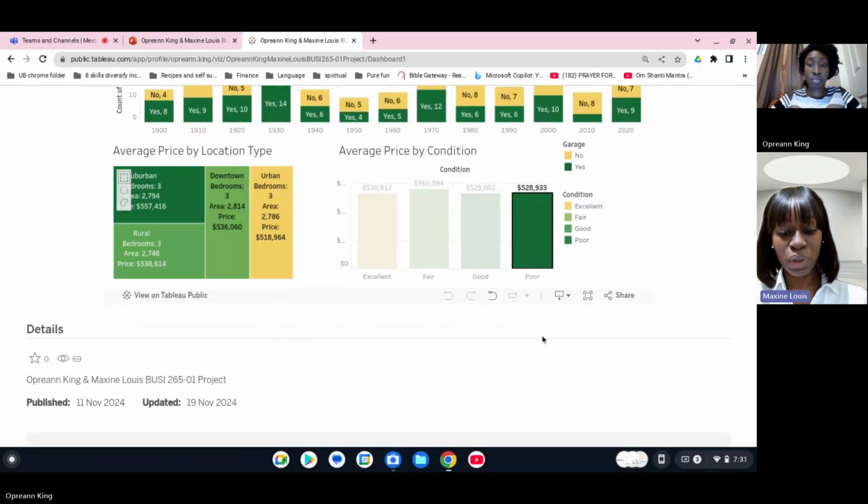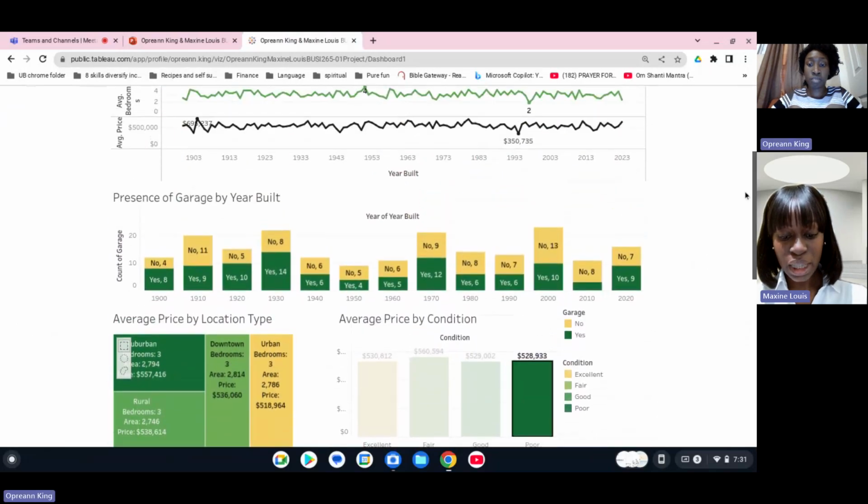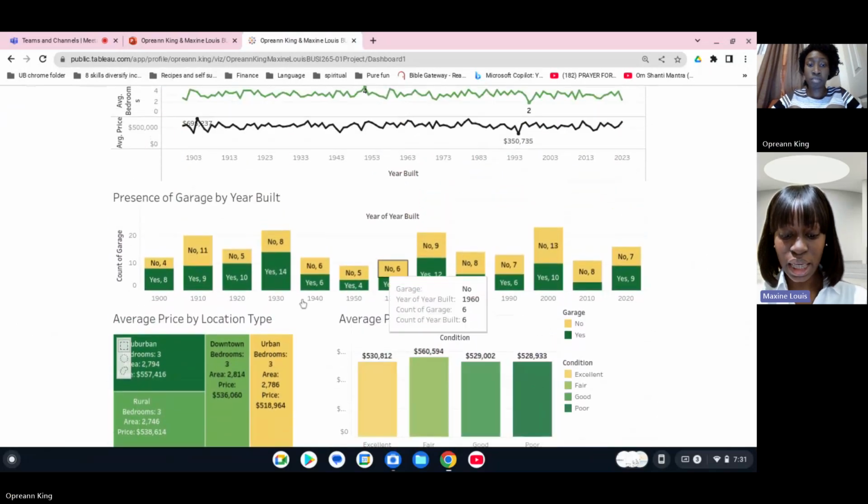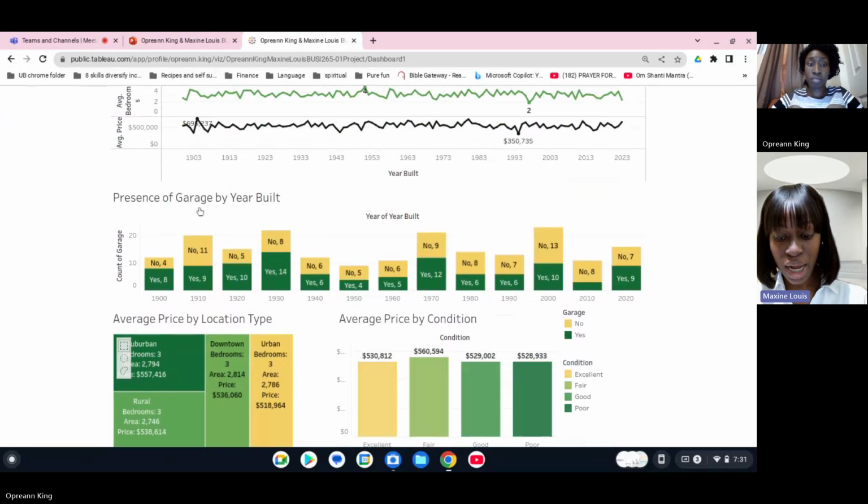Lastly, as it relates to our key finding question, does the age of a house, i.e., year built, predict whether the structure has a garage or not? We found that there was a higher count of older houses built in 1973 or prior which possessed a garage.